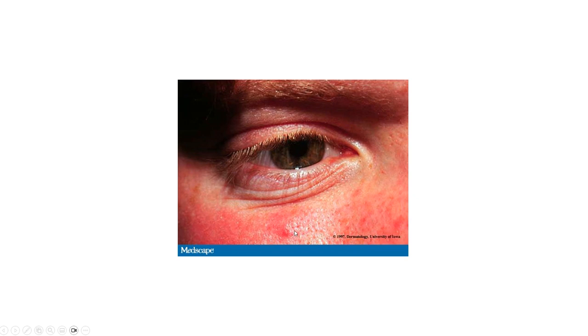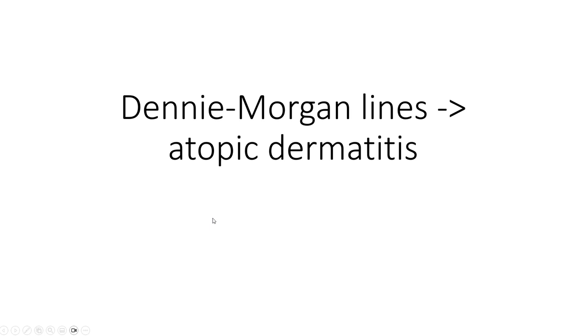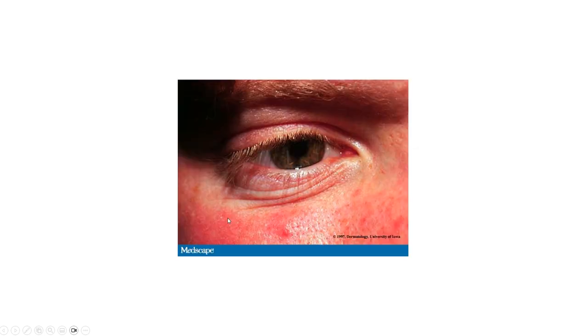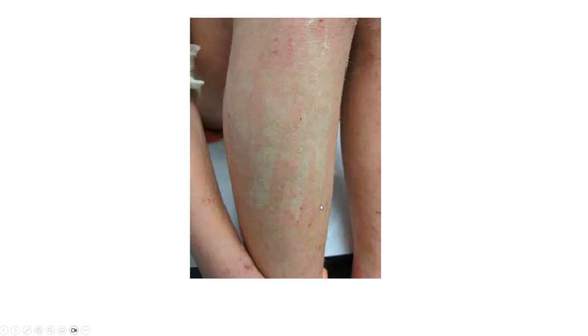This just looks like atopic derm. You get eczematous papules and plaques. Dennie-Morgan lines. Oh, so it's emphasizing these Dennie-Morgan lines, which are these over-exaggerated folds under the eyelid due to edema that's building up there over time, causing the eyelid to fold upon itself. So that's a sign of atopic dermatitis.